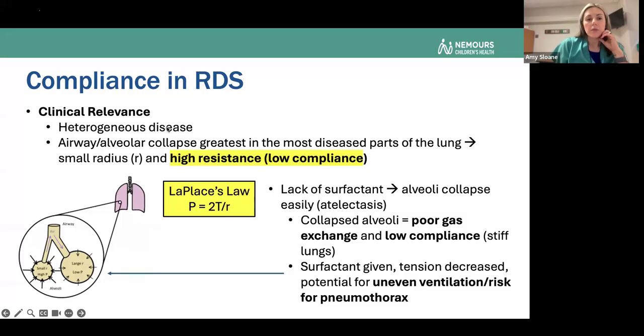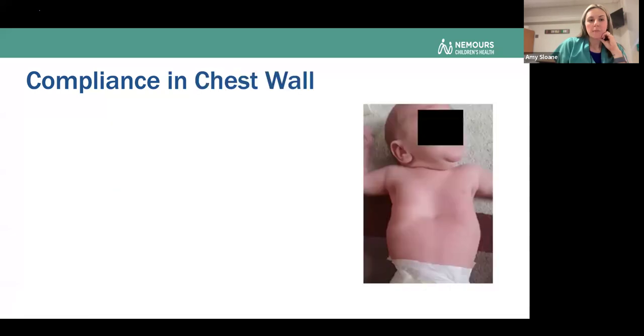So also important to remember that in neonates, the chest wall behaves very differently than in adults. The neonatal chest wall is much more compliant and therefore more collapsible. This is due to a couple of factors. One being poorly mineralized ribs, decreased diaphragm strength, and also reduced muscle mass.